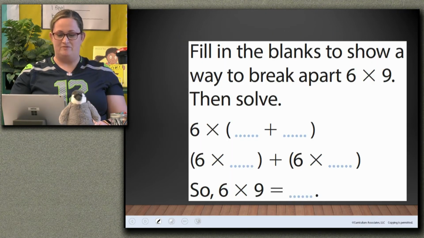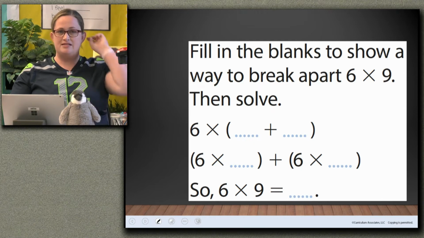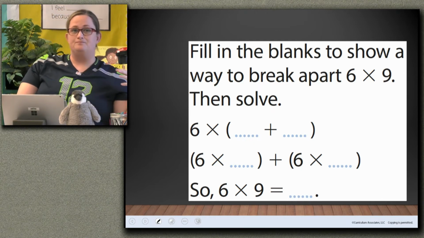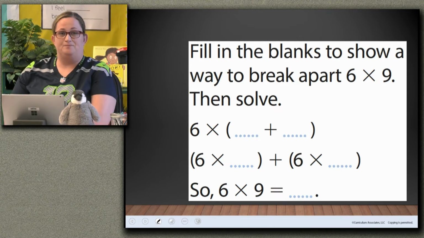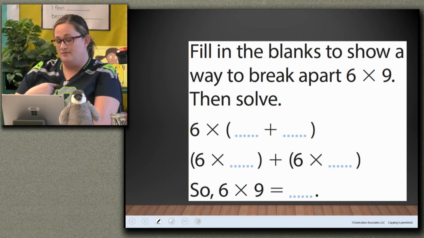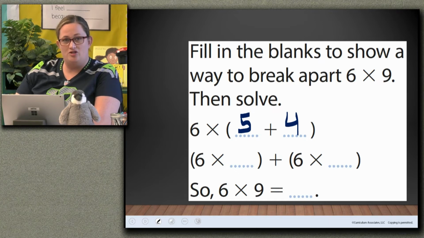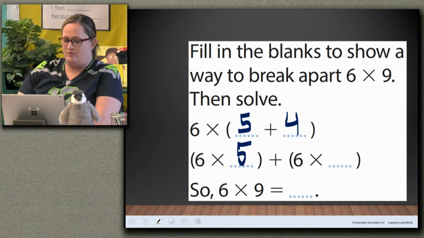So, fill in the blanks to show a way to break apart 6 times 9, then solve. So, what would you do? 6 times what, plus what? We did this yesterday. What was the way that you liked? I remember the way I liked to break apart 9. Do you remember? Yeah, 5 plus 4. So now, what would that look like with the distributive property written out? 6 times 5 plus 6 times 4.